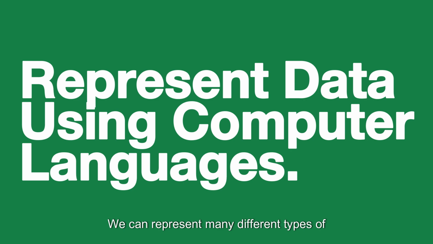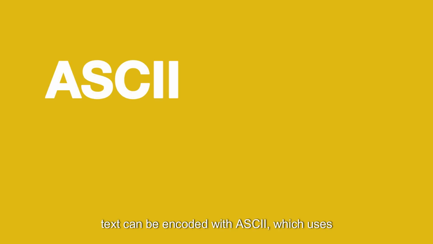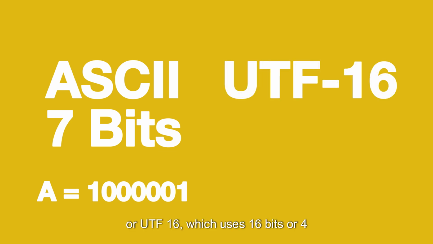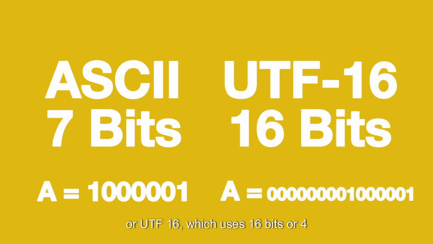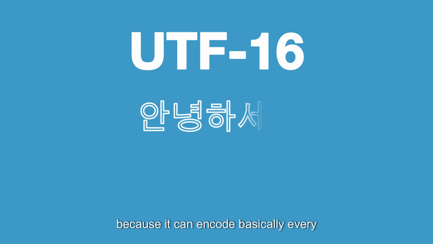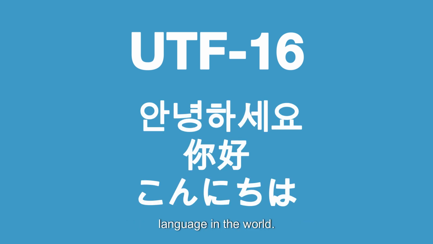We can represent many different types of data in a language that computers can understand. For example, text can be encoded with ASCII, which uses 7 bits to represent a character, or UTF-16, which uses 16 bits, or 4 hexadecimal numbers to represent a character. Right now, people usually use UTF-16 because it can encode basically every language in the world.